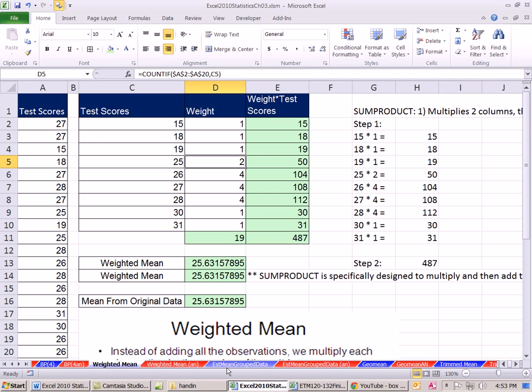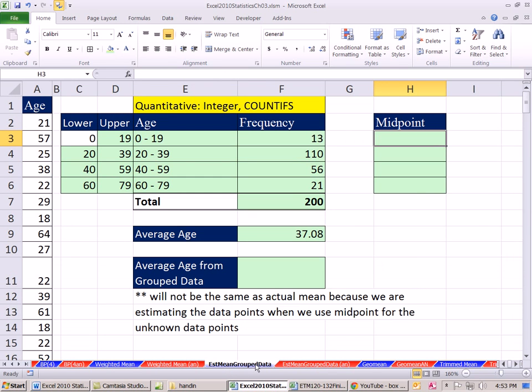Now let's go over to the sheet, estimated mean group data. We've already seen how to do this quite often. We have a data set, and it already came grouped. So here's our categories, age, and here's our frequency. Now, you can calculate an average from group data, but it's only an estimate. Because what happens here? You have 0 to 19, 20 to 39, and you may have the lower and upper, but you actually don't have the individual values.